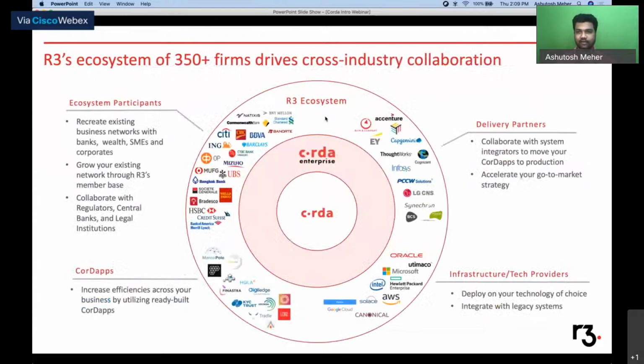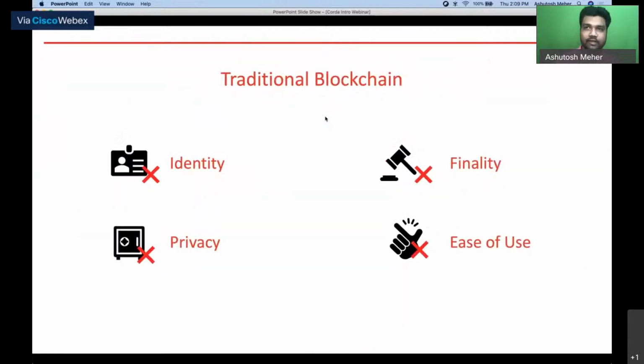Right. So just to have a look at the different participants of the ecosystem, which we talked about, 350 plus participants, they're broadly categorized into different categories, but I'll not talk about that. You could see some of the big names over here, which is what I wanted to point out.